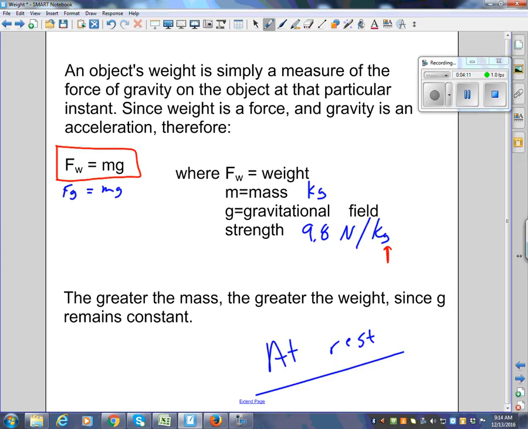How come? My mass hasn't changed. I'm still 165 pounds. For me, less force applied. So really, your weight is really only a measure of how much force you are applying to the scale. And you can adjust that by jumping.